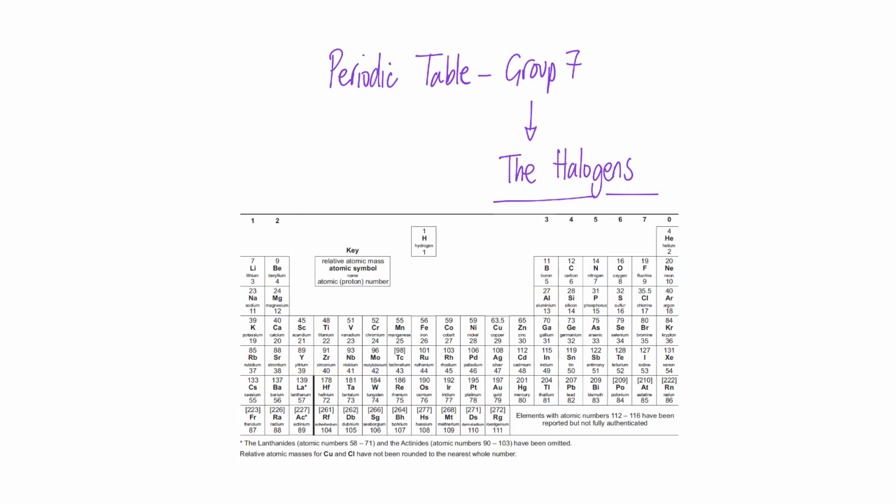So welcome to this week's lesson, and this week we are going to be looking at the halogens. The halogens are in group 7 of the periodic table, so you can see them just here. So we're starting at the top, we have fluorine, then chlorine, bromine, iodine, and down at the bottom we have astatine.